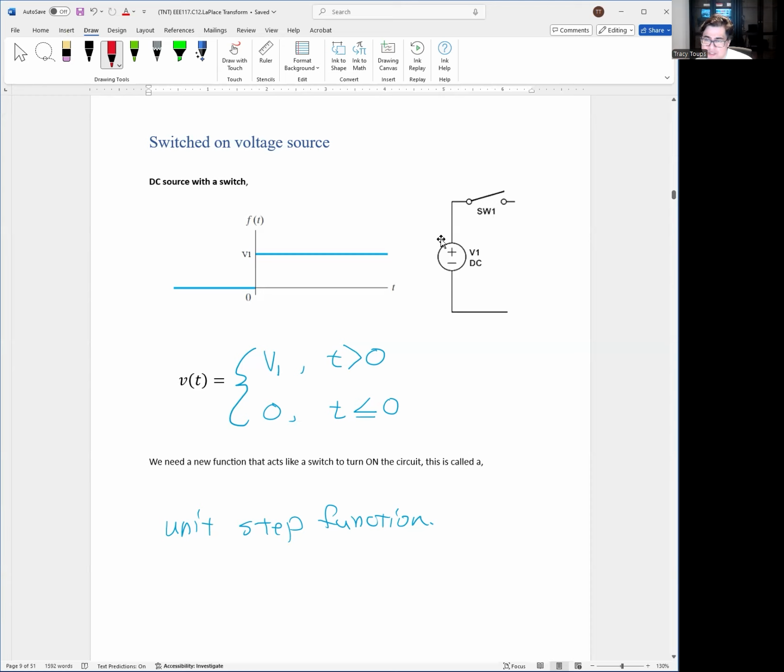Notice you have a switch with a DC source behind it. It's 0 until t equals 0, and I turn it on, and then it goes from 0 immediately to V1 as the circuit turns on. So V is technically represented as V1 if time is greater than 0, or 0 if time is less than or equal to 0, it's off. That's the technical mathematical formula to represent a switched voltage source. This is formally called a unit step function because we're stepping up. We're turning something on. So this is nothing more than a switch. That's all it is.